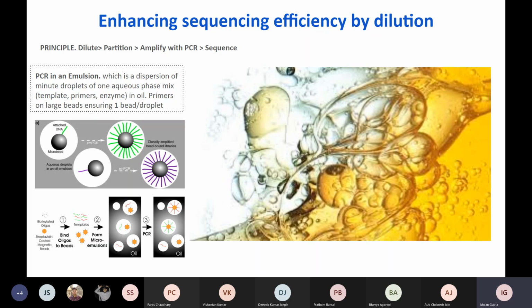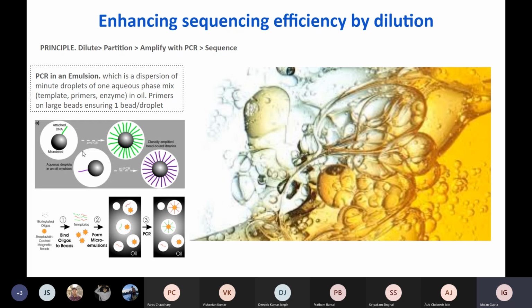So in order to do this, they came up with the idea of what's called emulsion PCR. The principle again is dilute, partition, amplify, sequence. So PCR in an emulsion. An emulsion is basically a mix of two phases of liquids. For example, if you take oil and water and shake it, you will find these small emulsion bubbles, right? So that's the same idea.